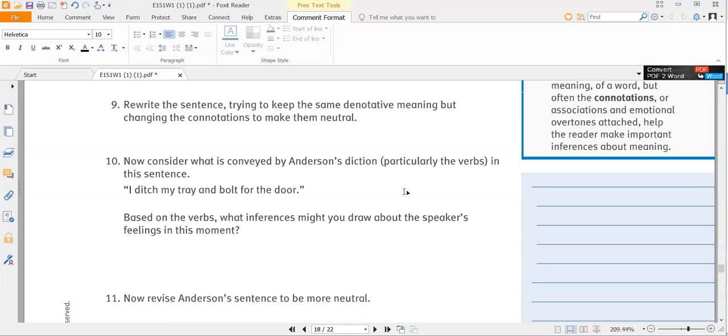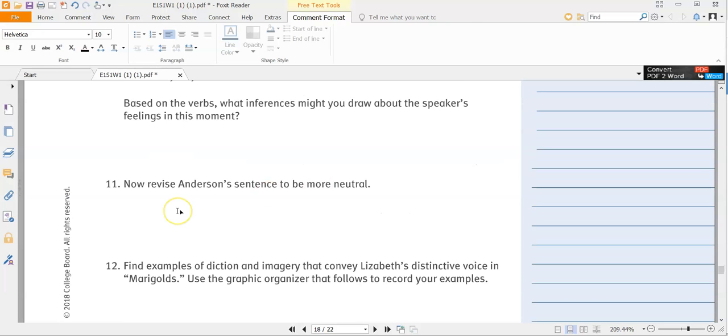And then here it says, consider what's conveyed by Anderson's diction, particularly the verbs in this sentence. "I ditch my tray and bolt for the door." So based on the verbs, what inferences might you draw about the speaker's feelings in this moment? So you're looking at those verbs, which are ditch and bolt, and you're describing what you can infer about that speaker's feelings based on the fact that they chose to use those words. So now you'll revise once again that sentence in order to make it more neutral. Once again, make it to where it doesn't have any feelings.